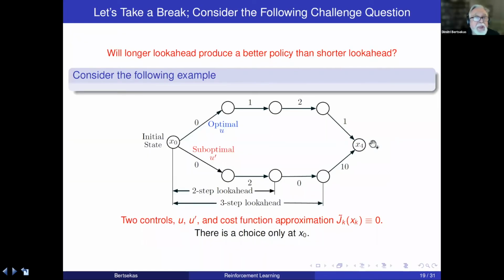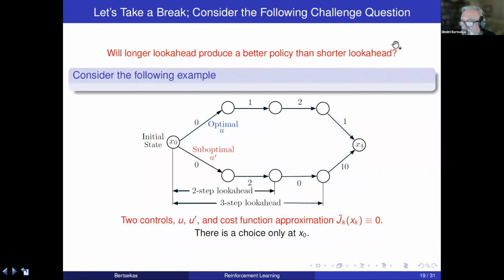Okay, so let's take a break now, and I want you to consider the following question. The general question is: is longer look-ahead better than shorter look-ahead? Well, in our discussion, we have been treating it as being better. Certainly, long look-ahead costs more to implement, more computation than short look-ahead. On the other hand, is it always better?